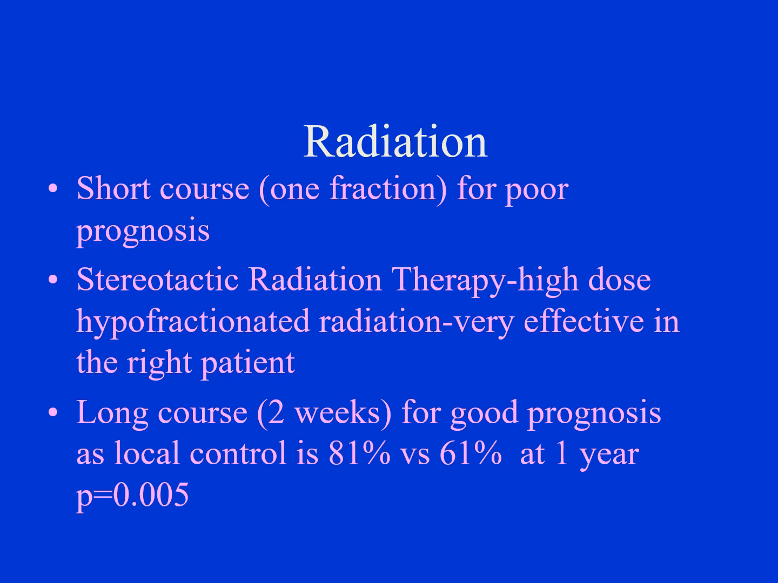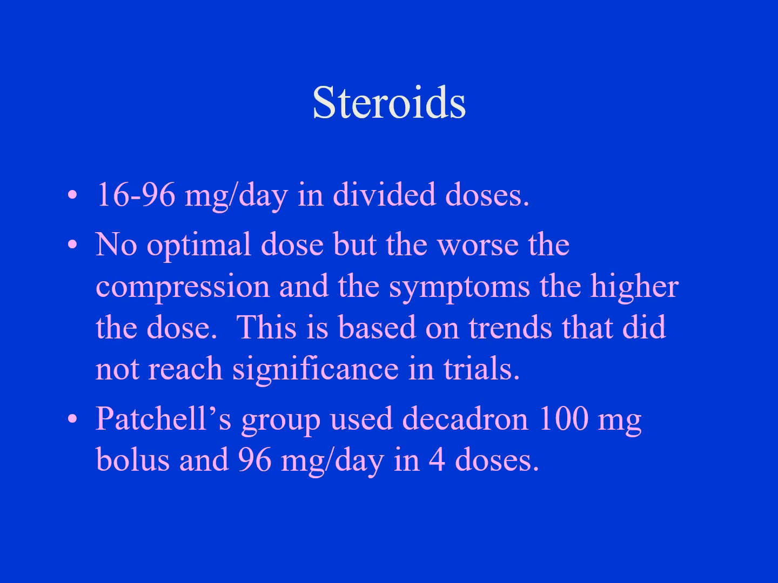For a person who has a relatively good prognosis, we don't use it because the long-term control is 60% versus 80% at a year. So for a person who has a better prognosis, we do a long course, which is 10 fractions done Monday through Friday generally. There's stereotactic radiation therapy, which is a high-dose hypofractionated radiation, which is very effective in the right patient.